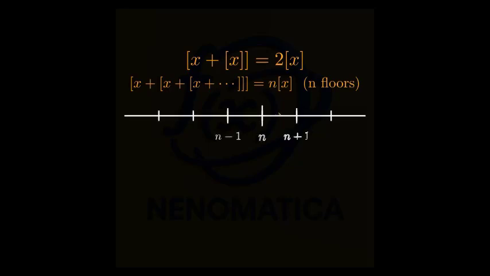To build intuition, let's place x on a number line. Let n be the floor of x, the greatest integer less than or equal to x. That means x lies between n and n plus 1.